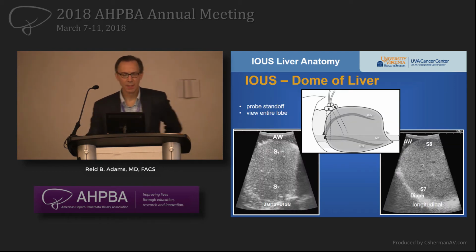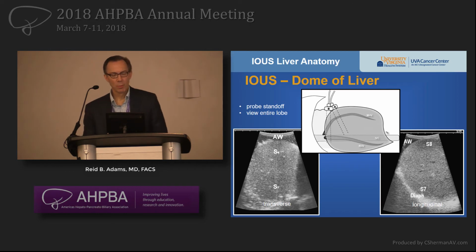So to begin then, there are a couple ways to get to the dome to look at it. If you look at the probe placement here, if you follow the curve of the liver, so if you put the probe and do probe contact scanning, you will not see the hepatic veins in that sort of rabbit ear configuration that I showed you, because you can see that the direction of the beam is actually in this direction if you follow the curve of the liver.